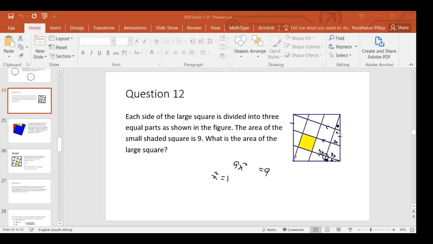The area of the original square is this squared. And this is 3x here. Like that. And again, you get this is 3x. So the area of the original square is this squared. And using the Pythagoras' theorem, you can get the answer.